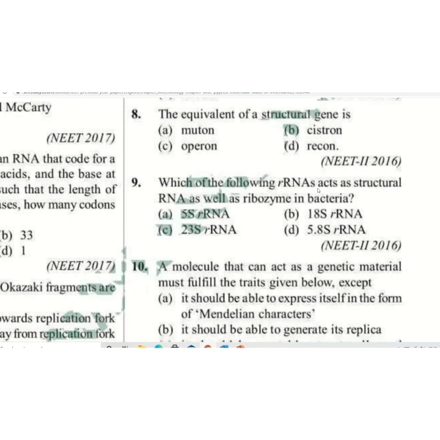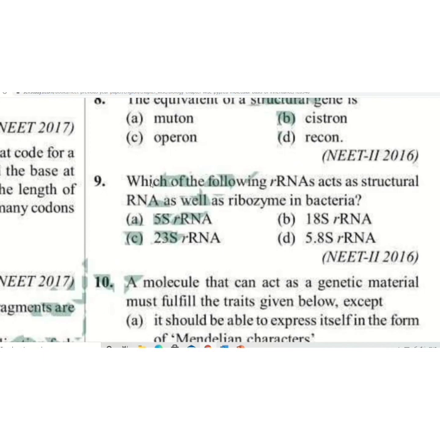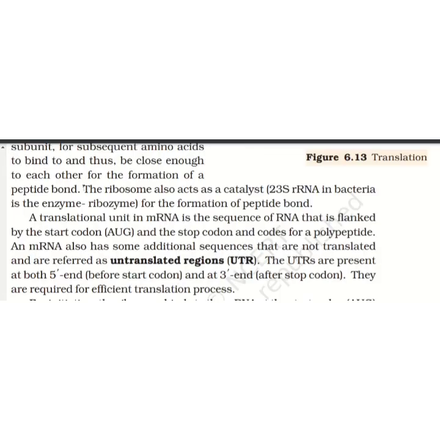Which one of the following ribosomal RNA acts as structural RNA as well as ribosome, that is, as an enzyme, in bacteria? We know the 23S RNA. See here, the ribosome also acts as a catalyst. The 23S RNA in bacteria is the enzyme ribozyme for the formation of a peptide bond.